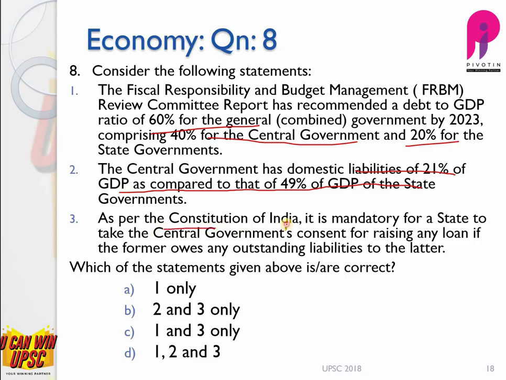And as per the Constitution of India, statement number 3, it is mandatory for a state to take the central government's consent for raising any loan if the former owes any outstanding liabilities to the latter. This statement is completely true, but you may be confused with the term. Whether it is given in the Constitution of India? Yes. Article 293 speaks of this statement. And hence, the answer for this question is C. 1 and 3.